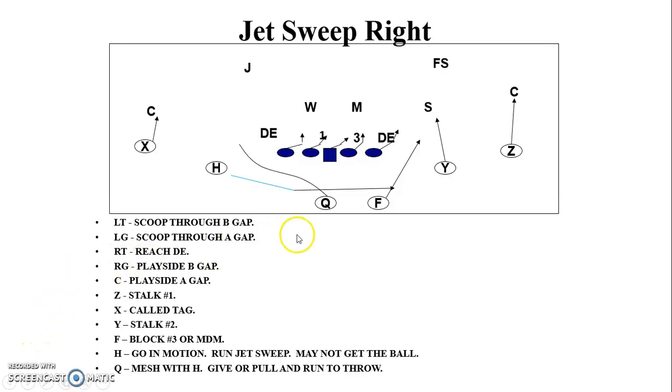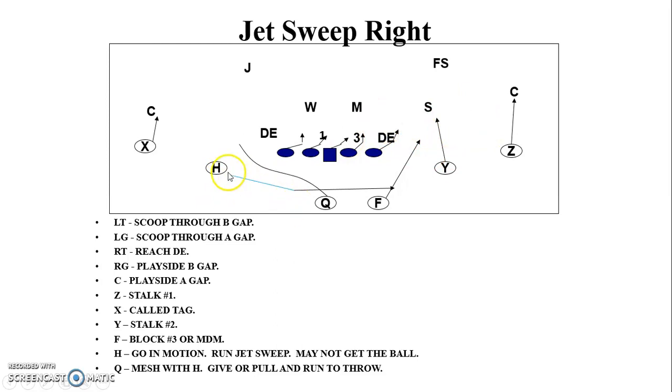We're going to talk about the blocking very briefly, starting from the perimeter. If you are play side number 1, you're going to block number 1 defender. Play side number 2 blocks number 2 defender. Play side number 3, the F, will block the number 3 defender or most dangerous man. Now that number 3 defender may be the Mike scraping over the top. It may be the safety rolling down. That could change the numbers. So it just depends on the reaction of the defense.